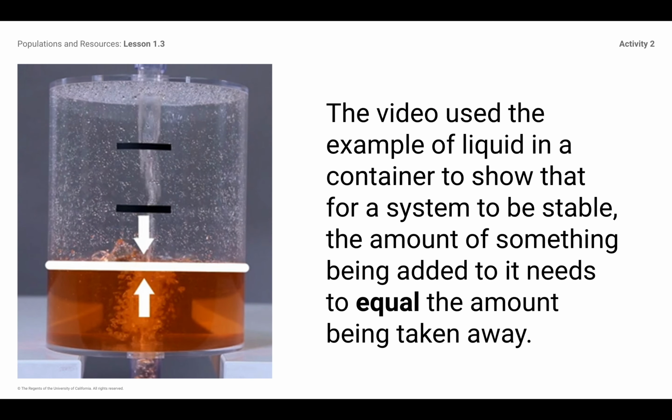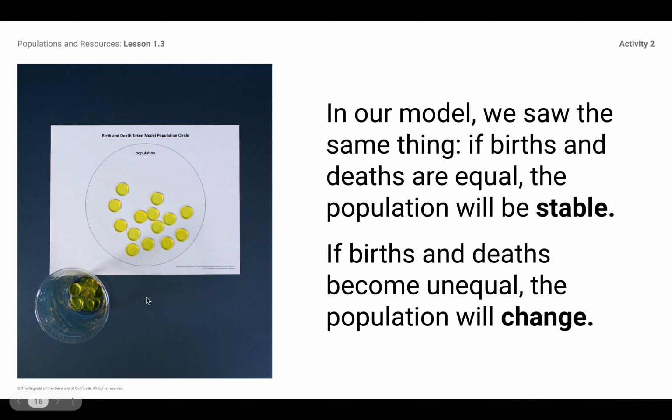So the video used an example of liquid in a container to show that for a system to be stable, the amount of something being added to it needs to equal the amount being taken away. So the valve had to be open about the same that the valve down here was closed, so that whatever was coming in was going out at the same rate. In our model, they also saw the same thing. If the number of births and deaths were equal, then the population would stay stable. But if the births and deaths became unequal, then the population would change.